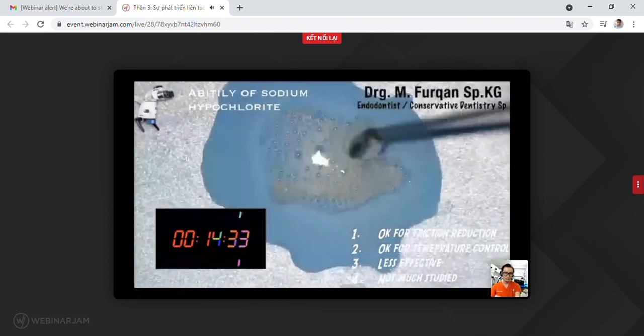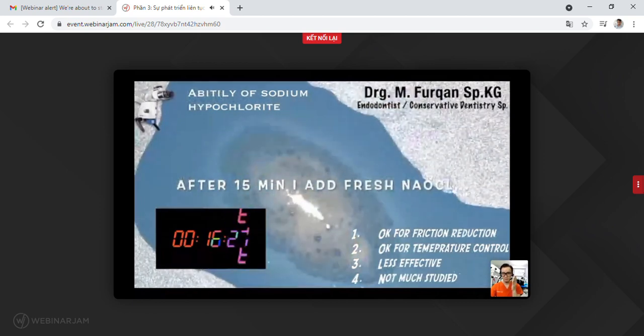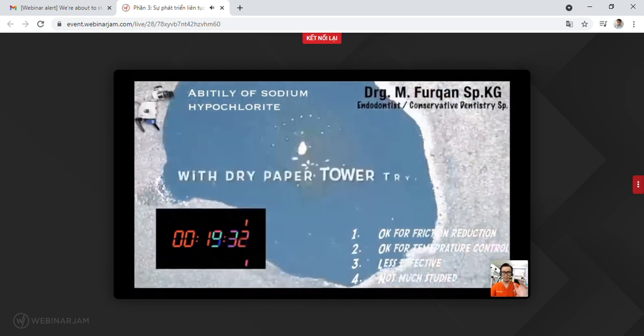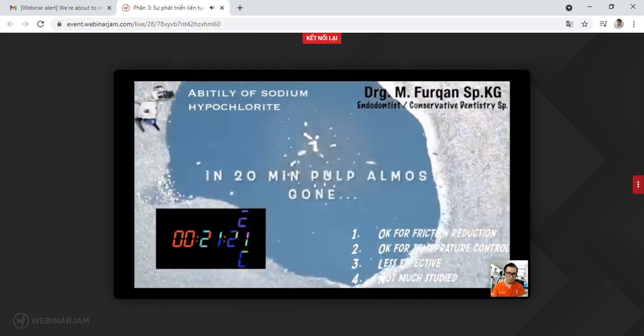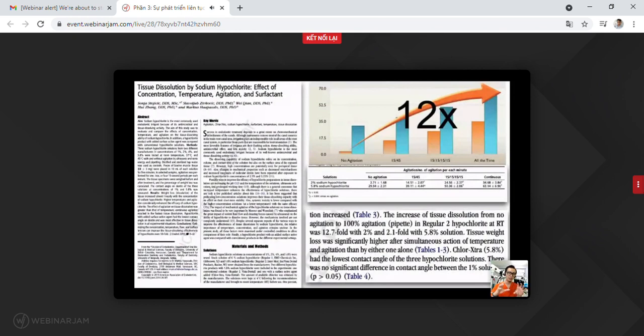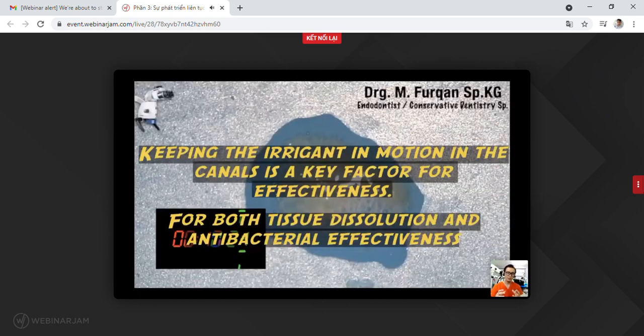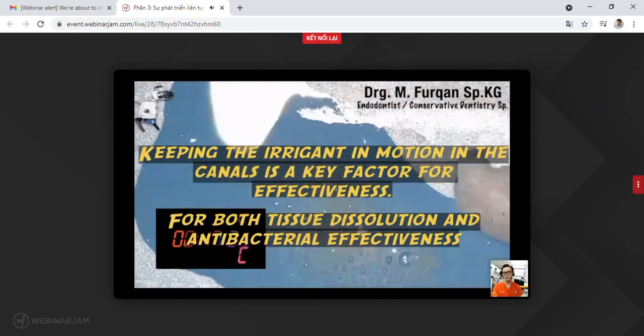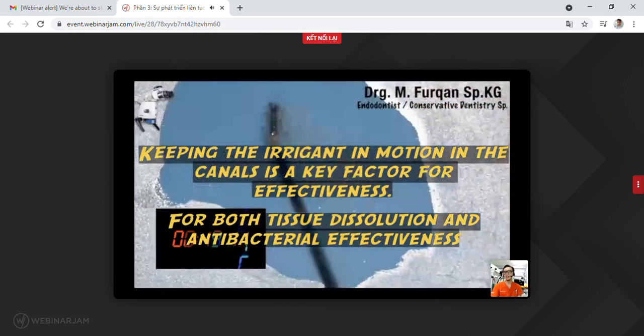As you can see from this video, the pulp gets dissolved faster after being agitated. After having the sodium hypochlorite activated or agitated, we can increase its effectiveness 12 fold. So we have to keep the irrigant in motion in the canal as a key factor for effectiveness, for both tissue dissolution, as you can see from this video from my friends, and antibacterial effectiveness.